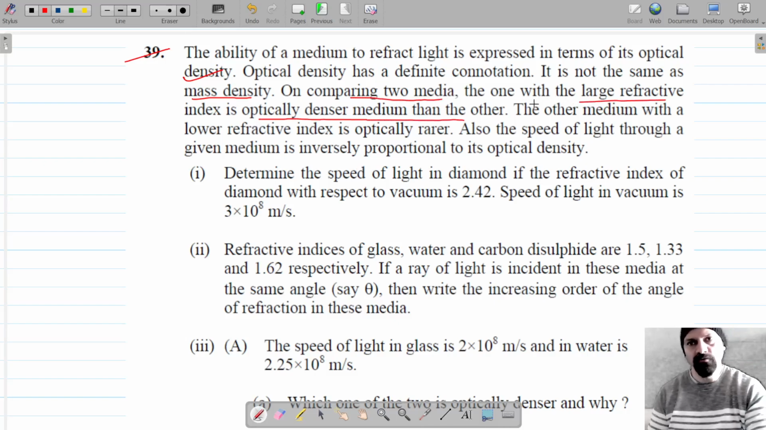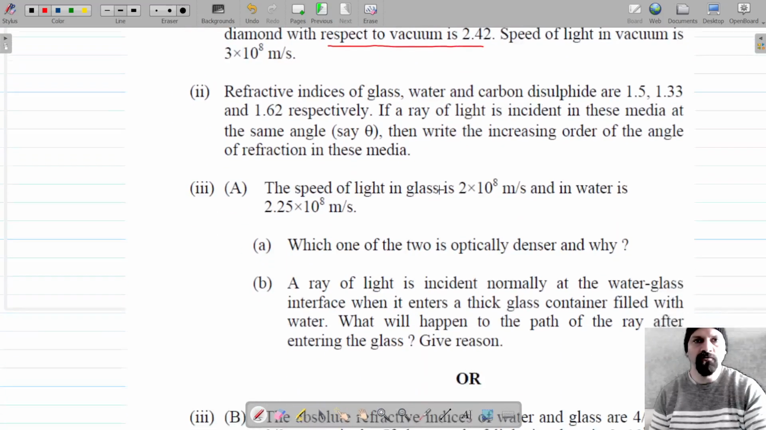So that means if we have two media, the one with the larger refractive index will be optically denser and the one with the lesser refractive index will be optically rarer. It's given. Also, the speed of light through a given medium is inversely proportional to its optical density. That means the more the optical density, the less the speed of light in that medium. Now, determine the speed of light in diamond if the refractive index of diamond with respect to vacuum is 2.42.